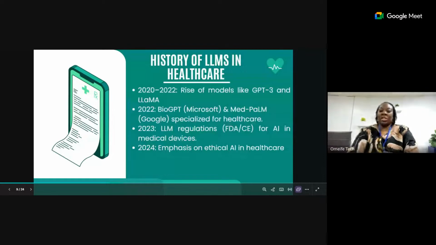From 2020 to 2022, the rise of models like GPT-3 and Llama also came on board. Then we have BioGPT by Microsoft, and MedPalm by Google, which was specialized for healthcare. From 2023, LLM regulations for AI in medical devices. And in 2024, we saw emphasis being laid on ethical AI in healthcare.